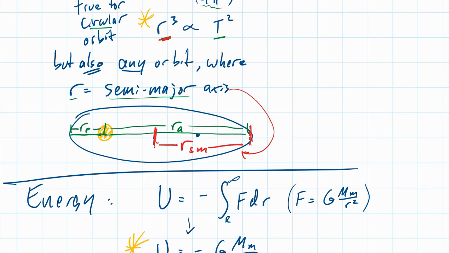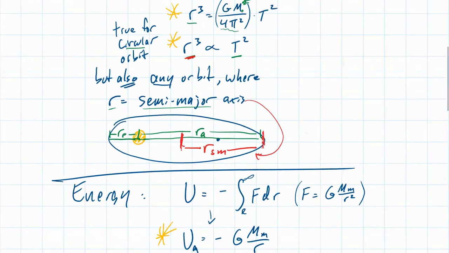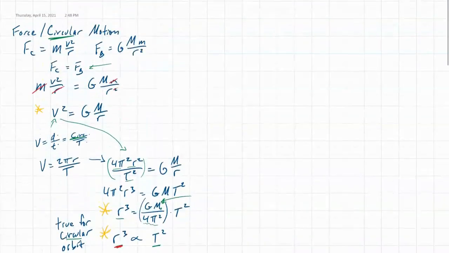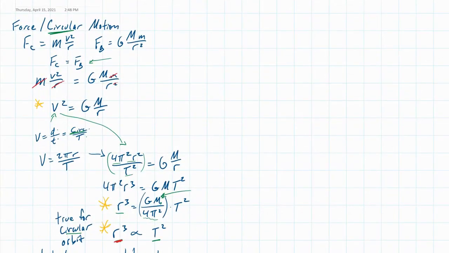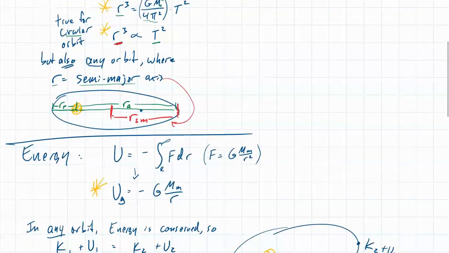It's an extension of what previously was exclusive to circular motion, which can now also be applied to elliptical orbits. All right, so far that's sort of a summary of how forces and circular motion got us some stuff that was useful.